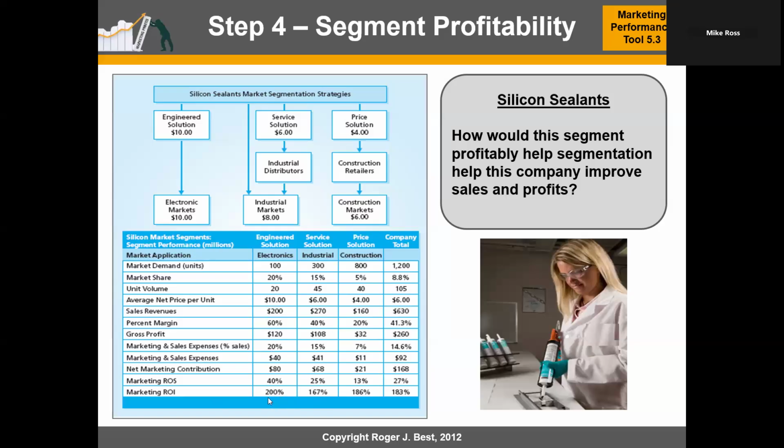I'm going to prioritize investment in electronics first because its ROI is the highest. I'm going to prioritize construction second because its ROI is 186. Industrial, I'm going to prioritize third, at 167. So now you can see, with all of these numbers attached to all of the applications, we can begin to determine how I am going to allocate my resources.